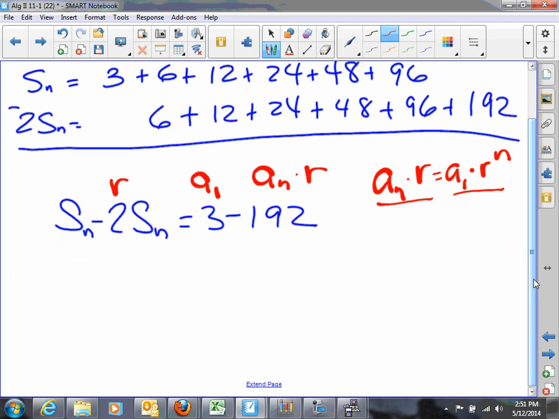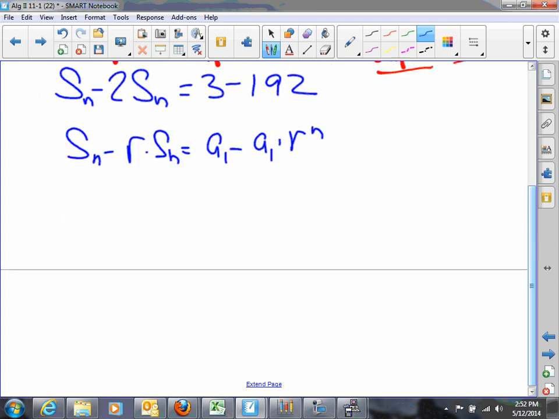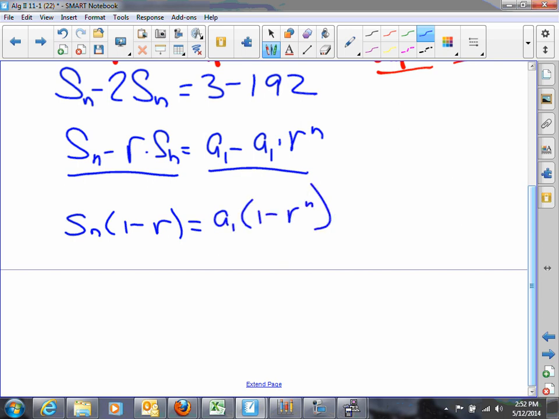So what we end up getting here is s sub n minus r times s sub n is equal to a sub 1 minus, and then I'm going to put a sub 1 times r to the n here. Now, a little bit of mathematical massaging here. We can take an s sub n out of these two terms. We get s sub n times 1 minus r is equal, and we can take an a sub 1 out of both of these terms, a sub 1 times 1 minus r to the n.